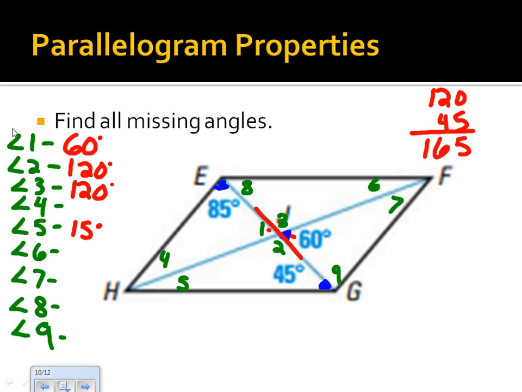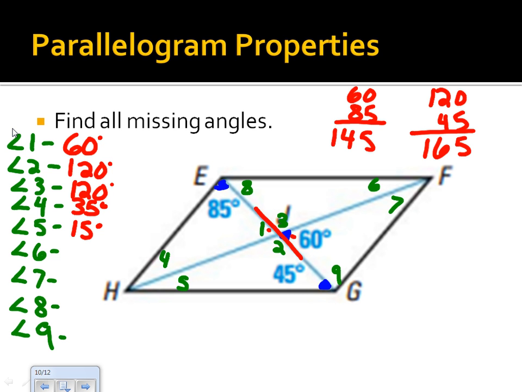We can do the same type of process to find number 4. So we know 1, right? What's 1? So we have 60, and we have 85 for the triangle on the left. So those add up to 145. So what does that mean angle 4 has to be? 35.